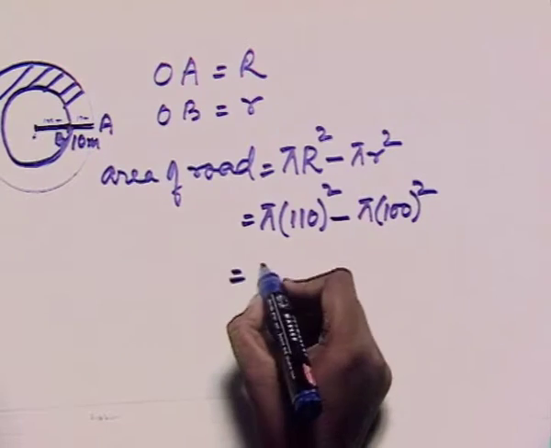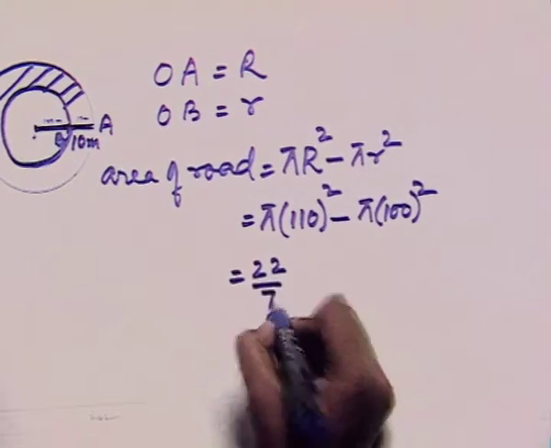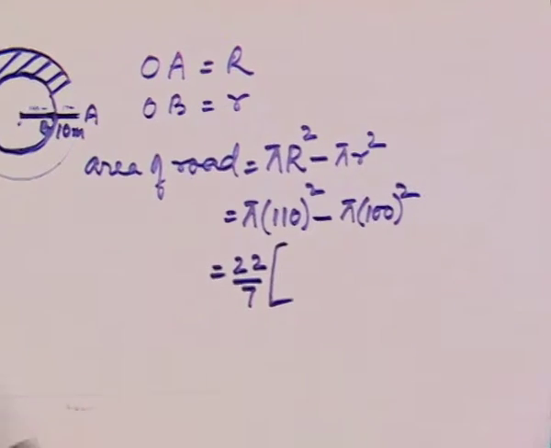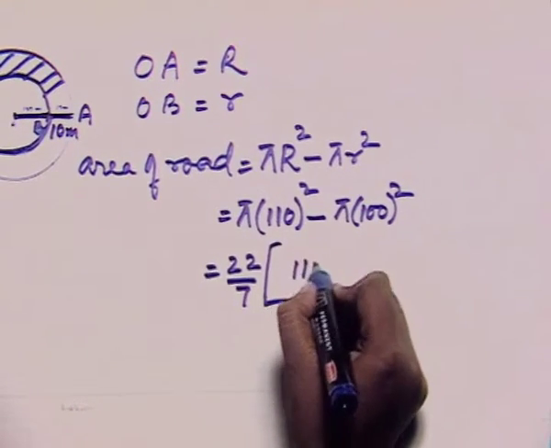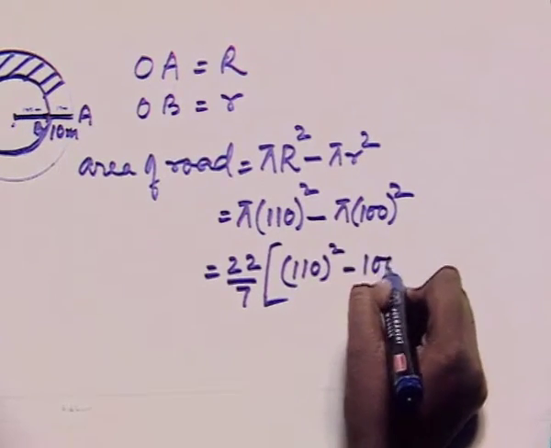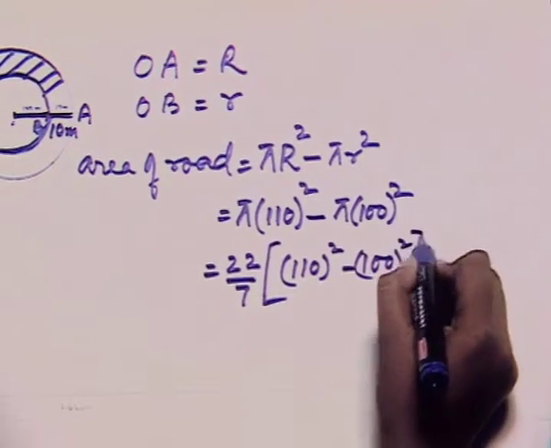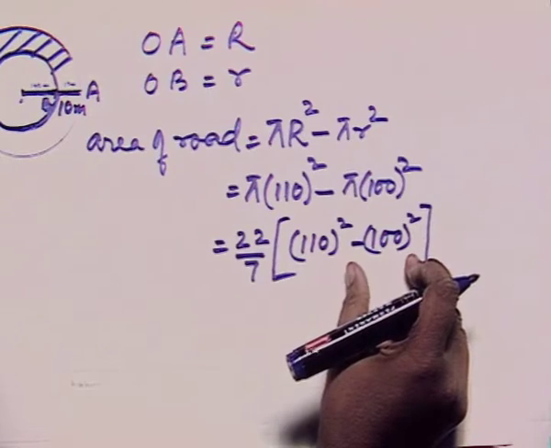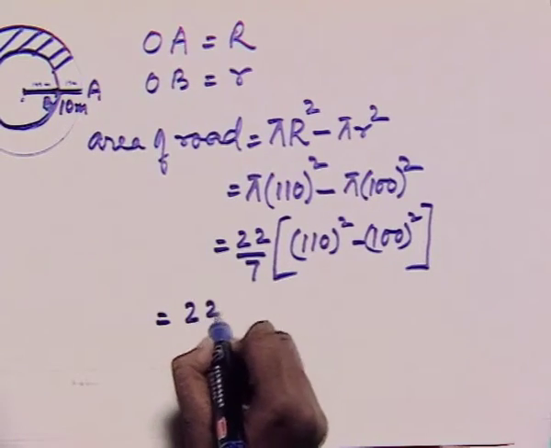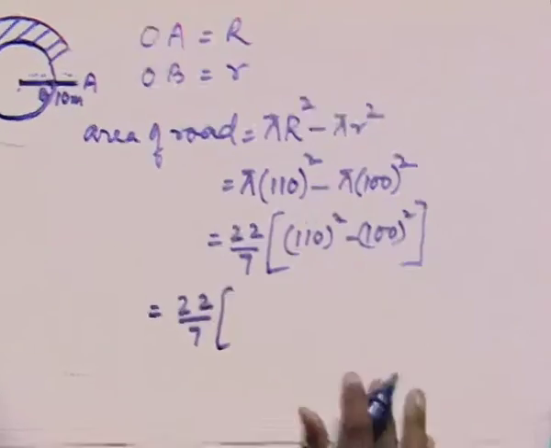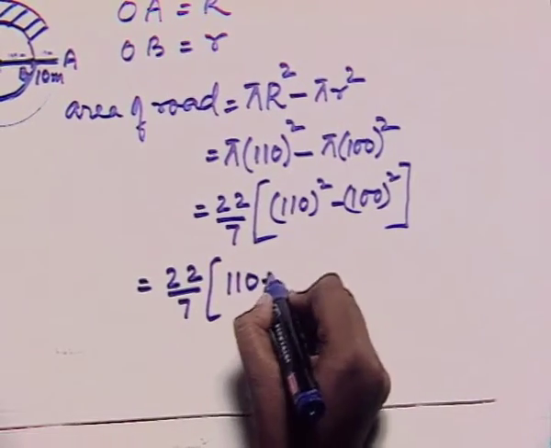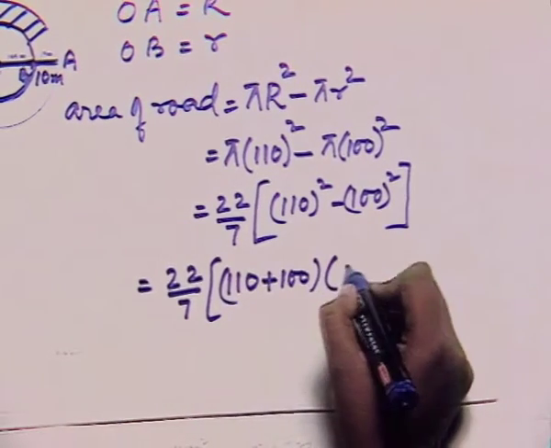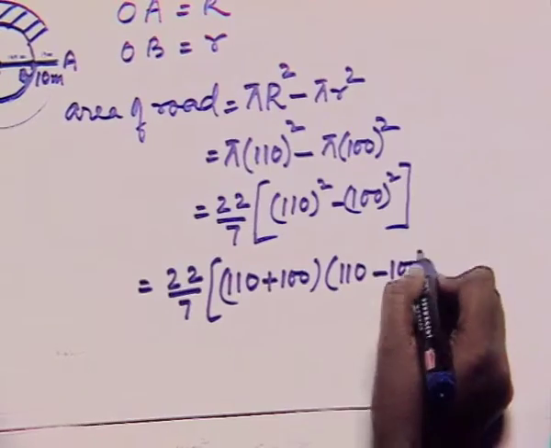We can take out pi common or put the value of pi as 22 upon 7. Taking it out common, we are left with 110 square minus 100 square. We can use the formula a square minus b square, which is a plus b into a minus b. So, using that formula, we get 22 upon 7 multiplied by 110 plus 100 into 110 minus 100.